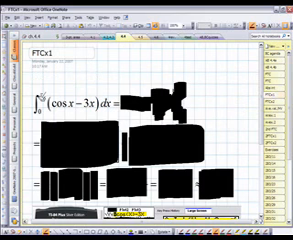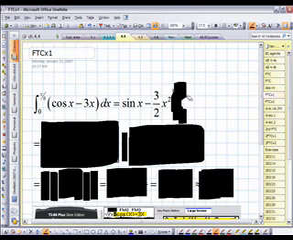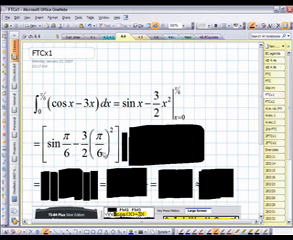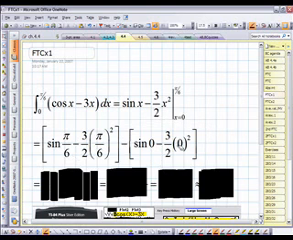Okay, here are now many examples. Integral from 0 to pi over 6 of cosine x minus 3x dx. So we have to anti-differentiate. Antiderivative of cosine is sine, minus antiderivative of 3x is 3 halves x squared. We go from 0 to pi over 6. So we plug in pi over 6. We get all this stuff. Minus, plug in 0. We get all this stuff.